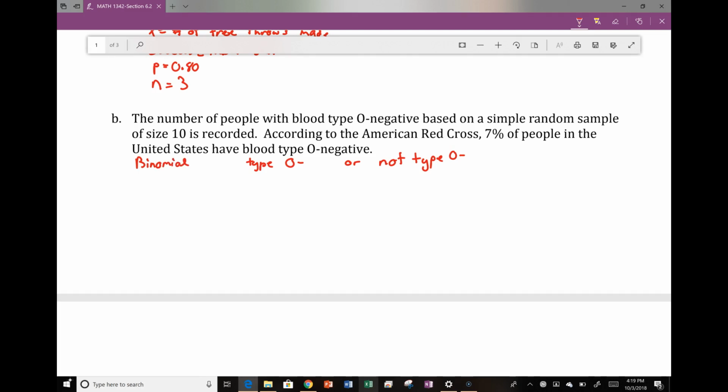When we look at it, our sample size, well, that's 10. We also want to look at what our success is. Success would be considered having type O negative. The probability of a success, lowercase p, is 0.07.